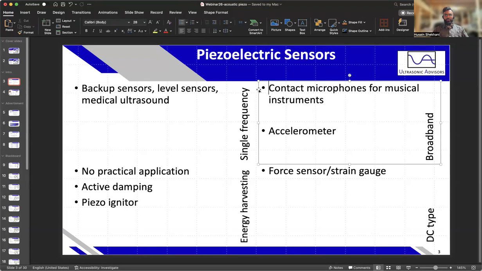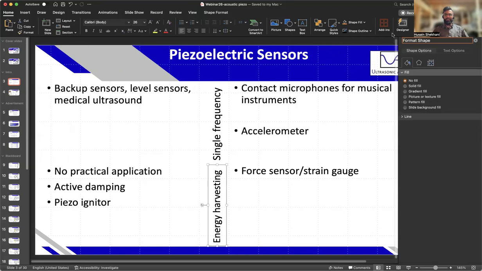But there's also broadband, so measuring a wide frequency range, like the typical idea of a sensor: contact microphones for musical instruments, and accelerometers. If you consider an electric microphone, it has piezoelectric properties. That's also included here. It's less typical, I would say, for some of my clients, but these are what exist. And energy harvesting is kind of an odd case of a sensor.